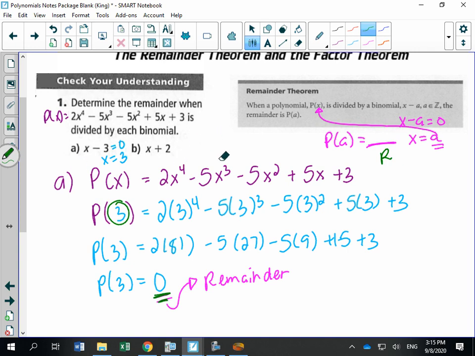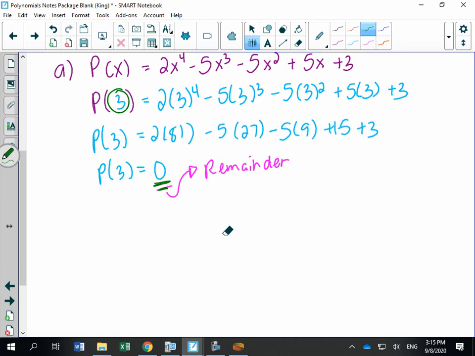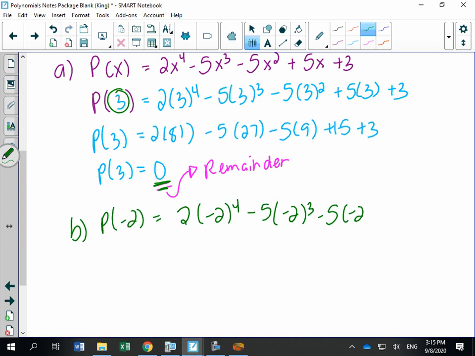Let's figure out what B would be. So this one, if you set it equal to 0, x is going to be equal to negative 2. So what we are solving for B is P of negative 2. So let's see what the remainder is when the binomial we're dividing by is x plus 2. So P of negative 2 would be, every time you see an x, put in a negative 2. So 2 times negative 2 to the power of 4 minus 5 times negative 2 to the power of 3 minus 5 times negative 2 squared plus 5 times negative 2 plus 3.